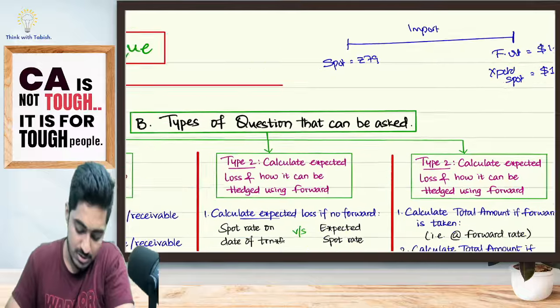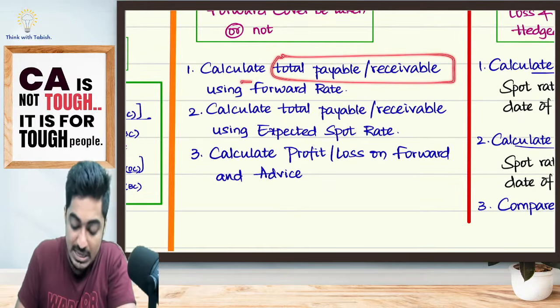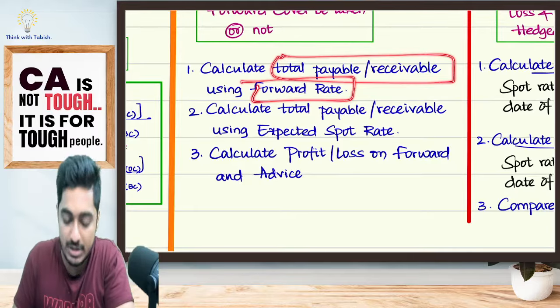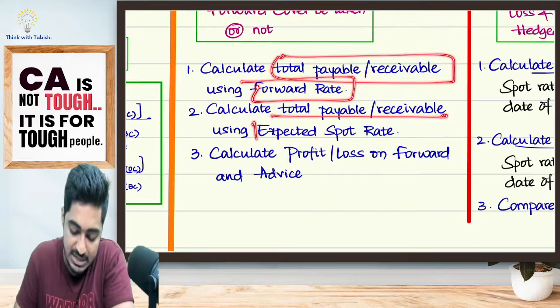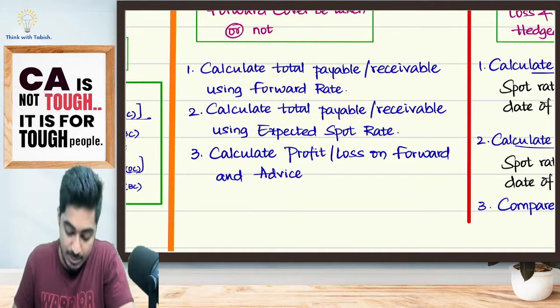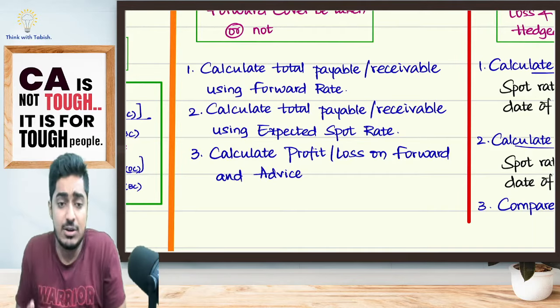No, I will not enter. Yes or no? So what will I do? Simple. I will see total receivable or payable if forward is entered using forward rate. Total receivable or payable if forward is not entered, that is using expected spot rate. Based on that, I will calculate profit or loss on forward. If I'm having profit on entering forward, enter. If I'm having loss, don't enter.